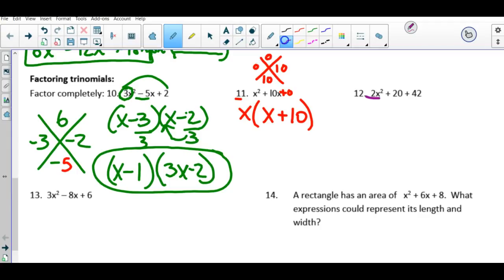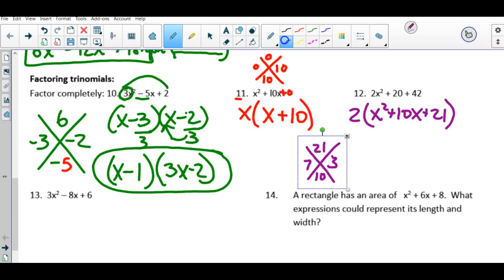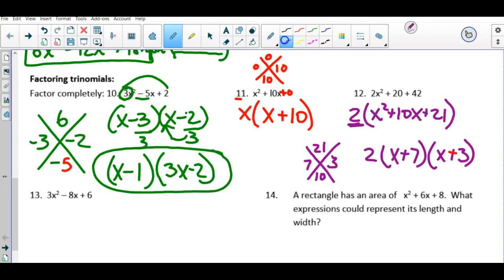Number 12, hard type again with the 2x squared, but I recognize there's a GCF of 2, so take it out. And we end up with x squared plus 10x plus 21. So my x box. Now it's an easy type, so 21 up top, 10 on bottom, 7 and 3. We end up with x plus 7, x plus 3, and we have to have this 2 on the outside. Don't forget it. And there we go.